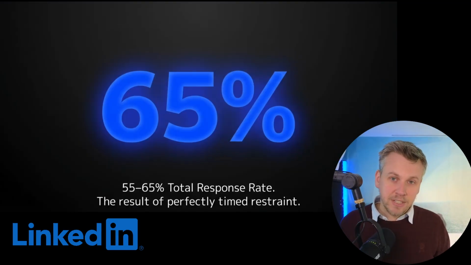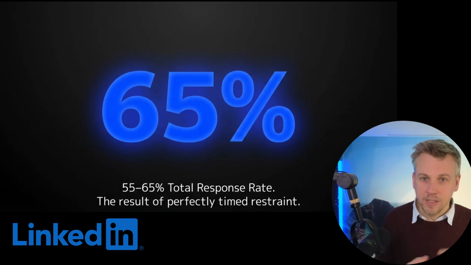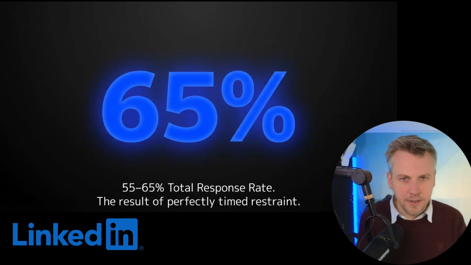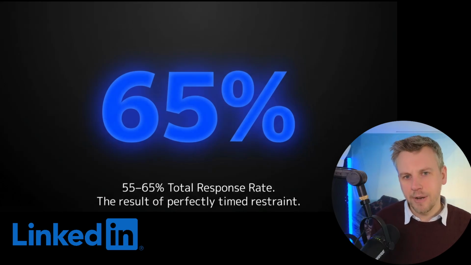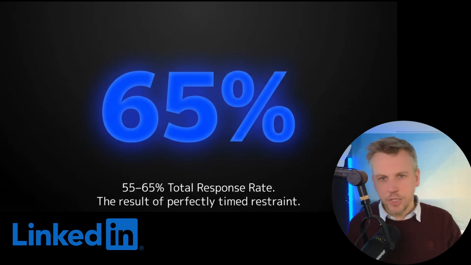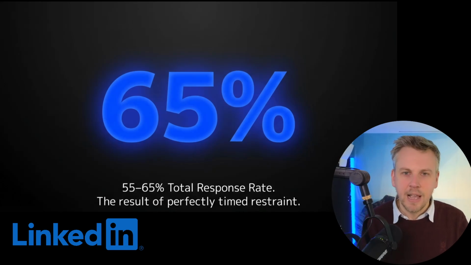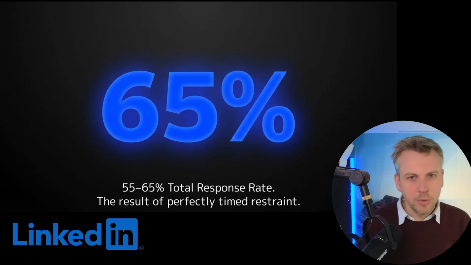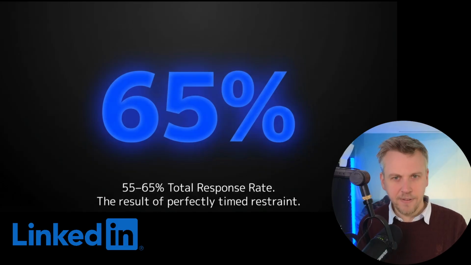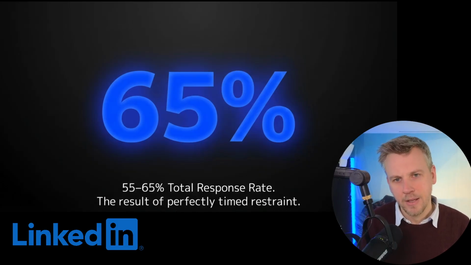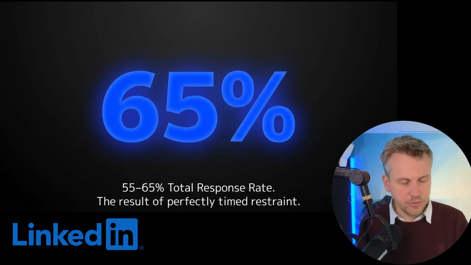So when you run this 3-message sequence properly, starting with that 48-hour window, message 1, you should see a 40 to 48% response rate. Message 2, an additional 10 to 15%. And then message 3 is an additional 5 to 8% onto that response rate. So the total response rate, you're looking at around 55 to 65%. And that's from people that you've just connected with. That's extraordinary. It's new people.